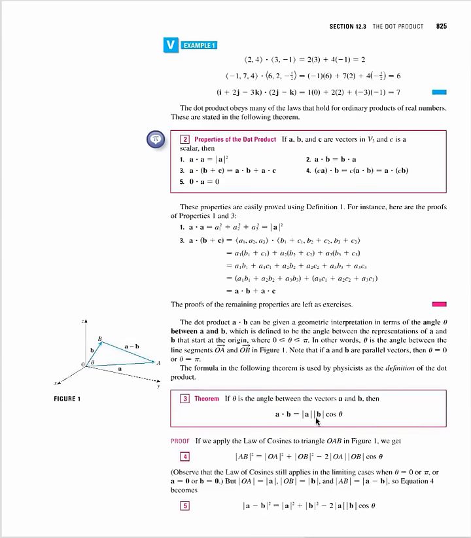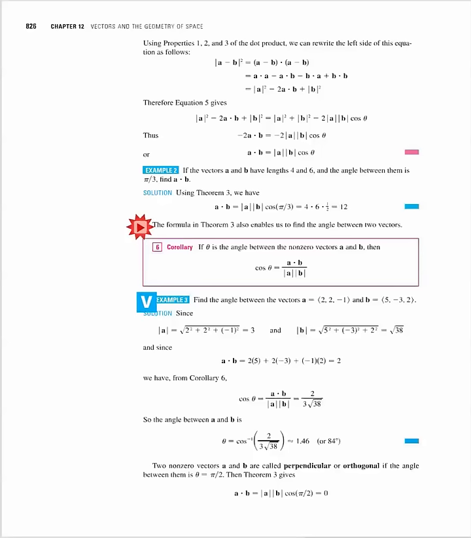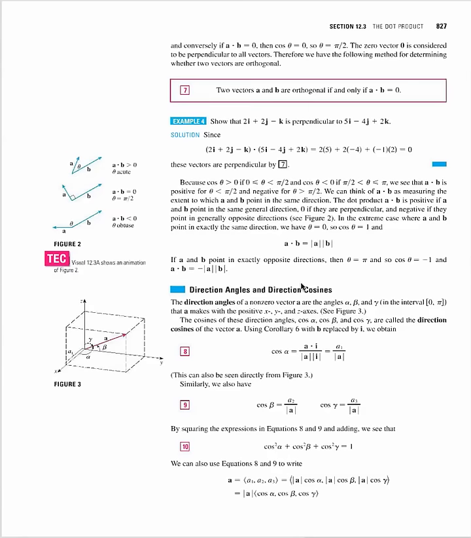So if these two vectors, A and B, are orthogonal, if they're perpendicular, then A dot B has to be 0. And that gives us box 7 over here on the top of page 827. Example 4 shows how to use the dot product to show the two vectors are perpendicular or orthogonal.